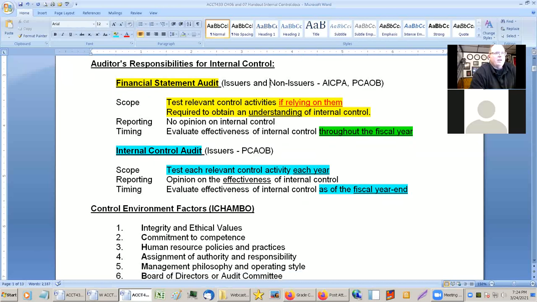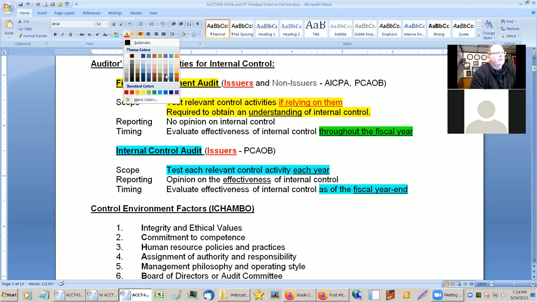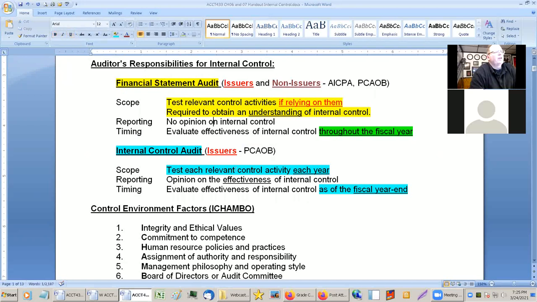So these are two audits. Issuers will get both of these. Non-issuers will usually only get a financial statement audit. Okay, so issuers will get both of these. They're required to. Non-issuers, generally you only do a financial statement audit. Now, we'll talk about this later, but non-issuers generally have less internal controls depending on how big they are.